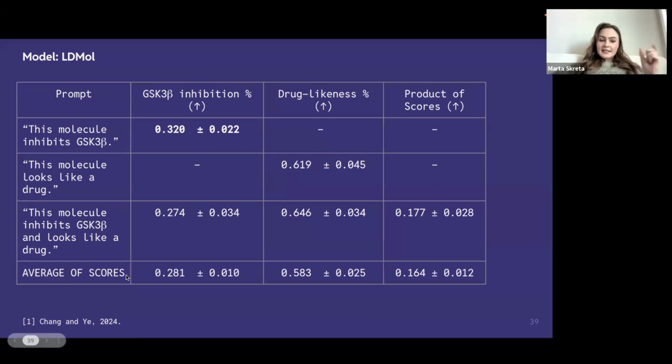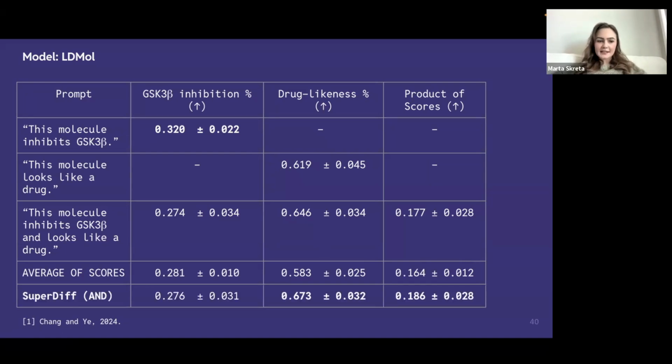So now let's try taking an average of the two scores. And we see that the JSK3B inhibition does pretty much the same, but the drug likeness drops. And so the product of the two scores actually drops when we take the average. So we don't really want to use that in this instance, but instead we find that when we take SuperDiff, we're actually able to get molecules that have a product of the properties that is higher than both joint prompting and average of the scores.